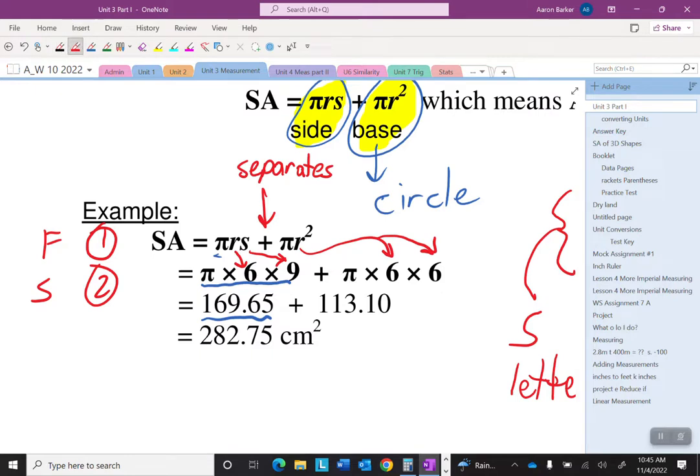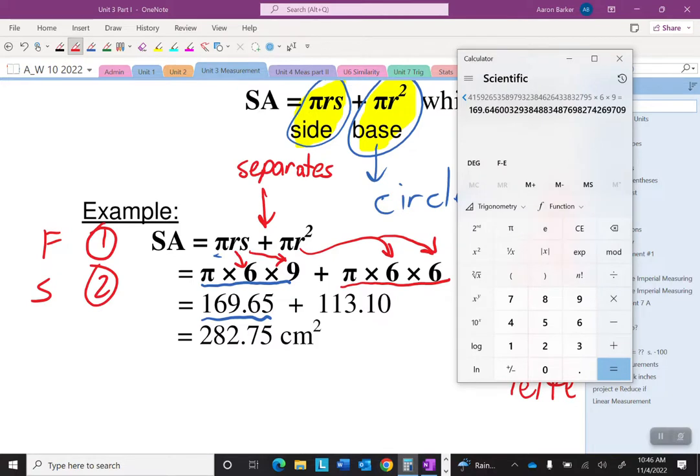Anyone have any calculator issues? Anything? Make sure you practice this with your calculator. Okay. On the back, we have 6 times 6 times pi, or pi times 6 times 6. So pi times 6 times 6 equals 113.097. So you can write the 3 decimals that they have here, or you can write the rounded answer, that's fine.